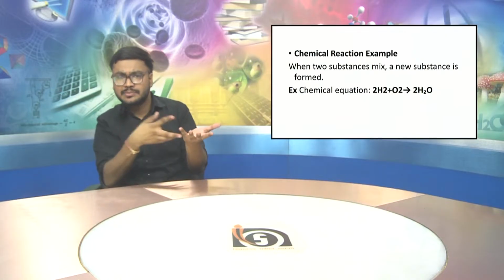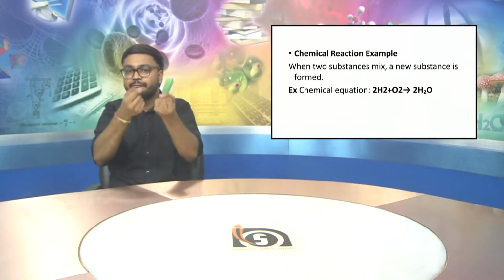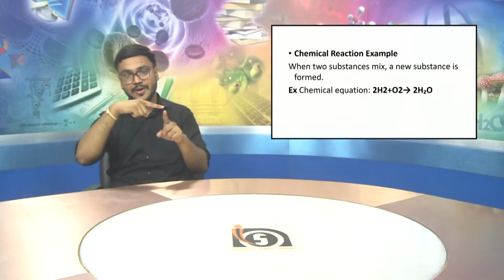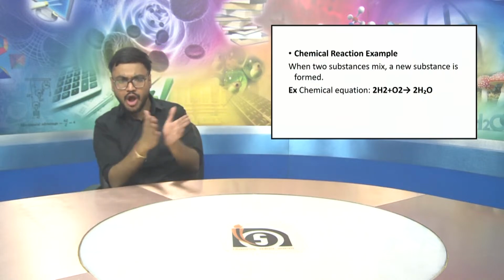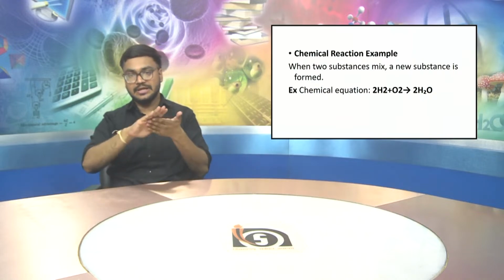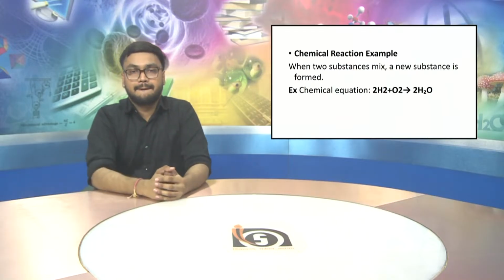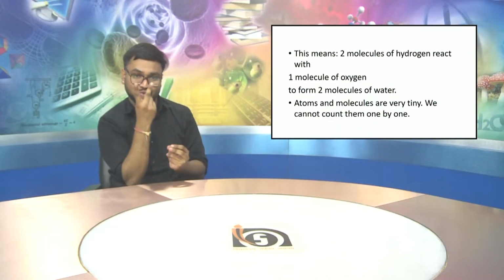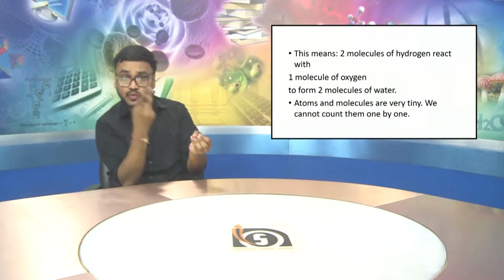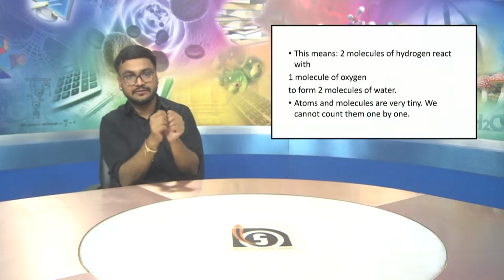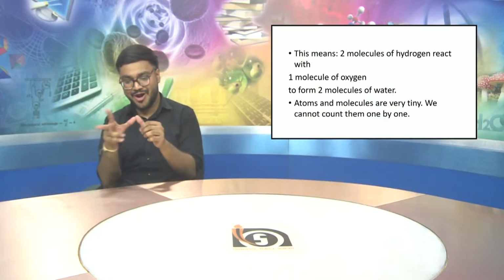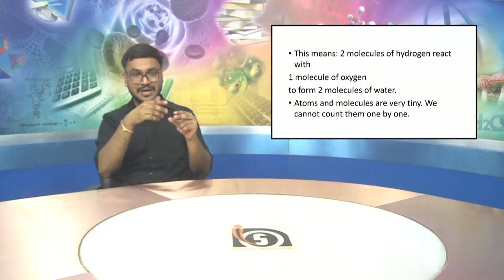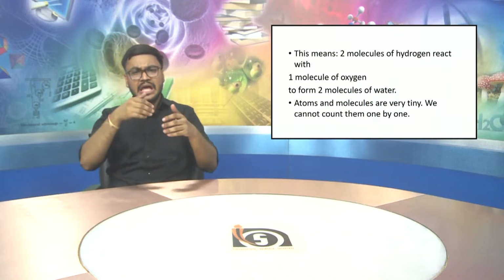Chemical reaction example: when two substances mix, a new substance is formed. For example, H2O: here two molecules of hydrogen react with one molecule of oxygen to form two molecules of water.